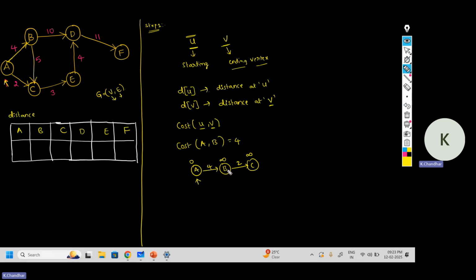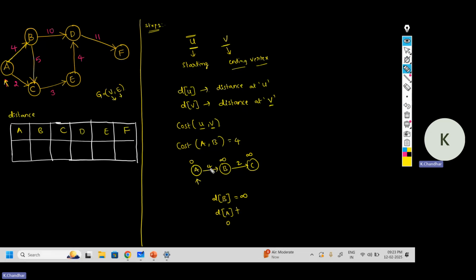Now I want to traverse from A to B. So how can I find the distance? What is the initial distance available at B? The initial distance available at B is infinite. Instead of infinite, we have another one: for moving from A to A, how much distance have you already traveled? 0 distance. So distance at A is 0, plus to reach B, how much distance do I need to travel? A to B, 4 distance.